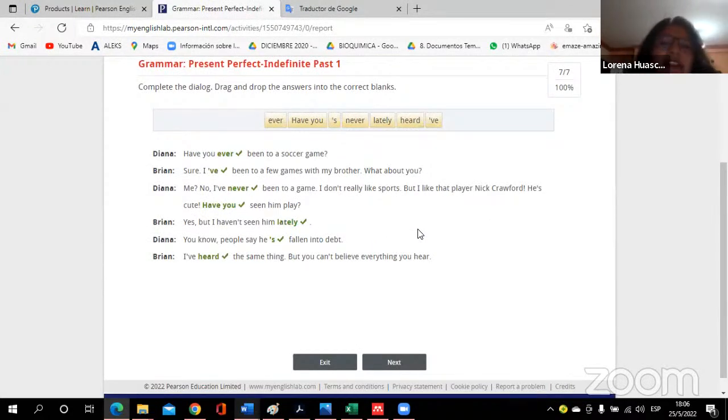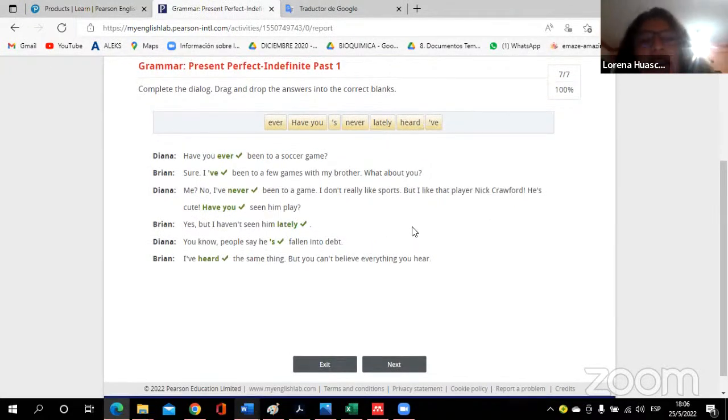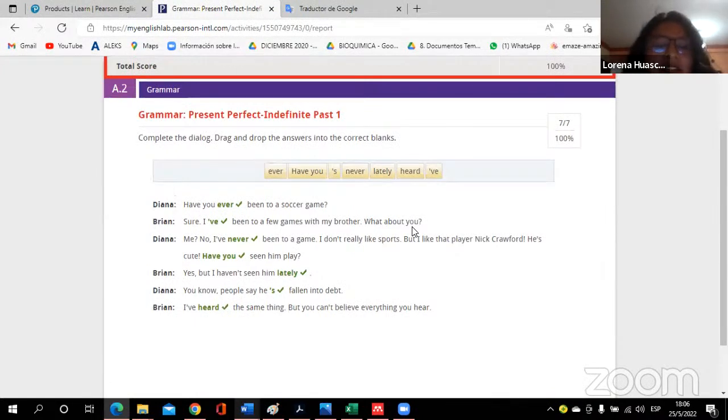Okay, perfect. And that word that is in the first question, ever, we're going to use it in present perfect, okay? So it is like for giving more emphasis to the question. It means alguna vez, okay? So ever, we use just in questions. No negatives, no affirmatives. Okay, great. So let's go next.